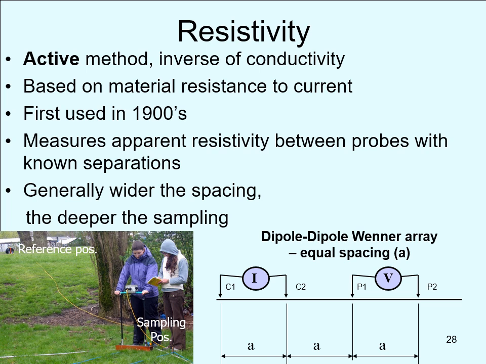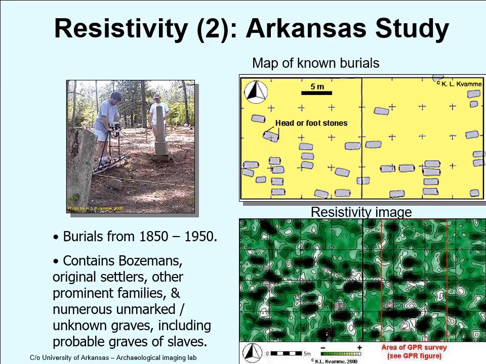And generally, the wider the spacing of the probes, the deeper you see. But then, of course, that means your resolution goes down as well. And you get some sort of system, so a twin pole, such as this example, where you have a reference probe and the mobile probes moving along a specified survey grid is the usual way of collecting.